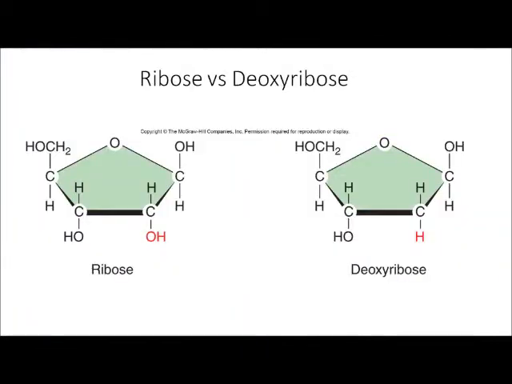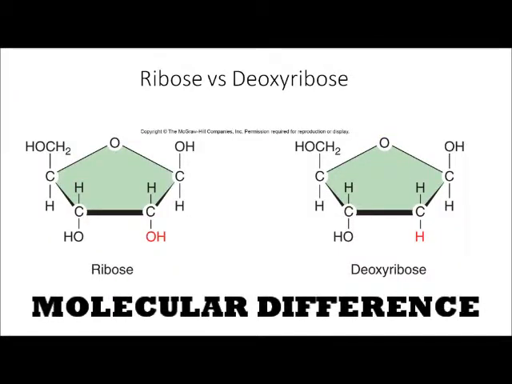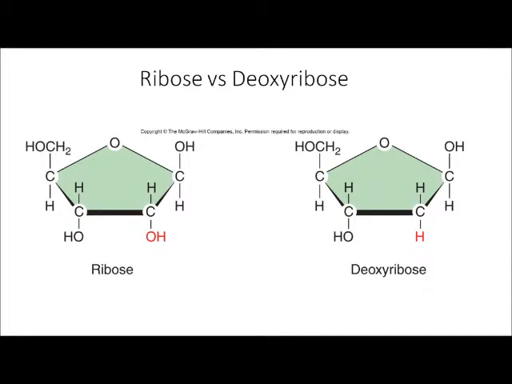And lastly, the molecular difference between DNA and RNA is that RNA has oxygen bonded to its hydrogen, where DNA only has a hydrogen. This is how scientists distinguish its name, deoxyribose.